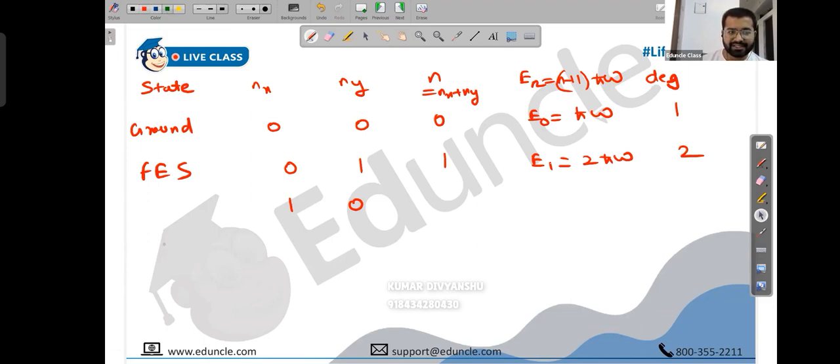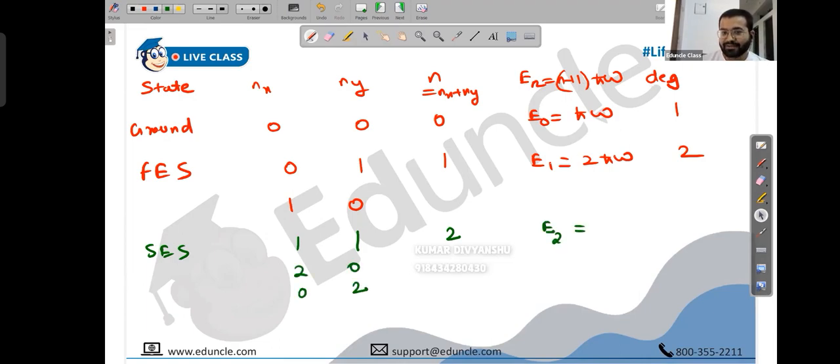Next, let's talk about the second excited state. Second excited state, n will be 2. How can I get 2? 1, 1, and 2, 0, and 0, 2. So we have 1 1, 2 0 and 0 2. So the value of E2 is (2 plus 1) h bar omega, that's 3 h bar omega, and degeneracy is 3. Don't you think we're getting a good pattern here?